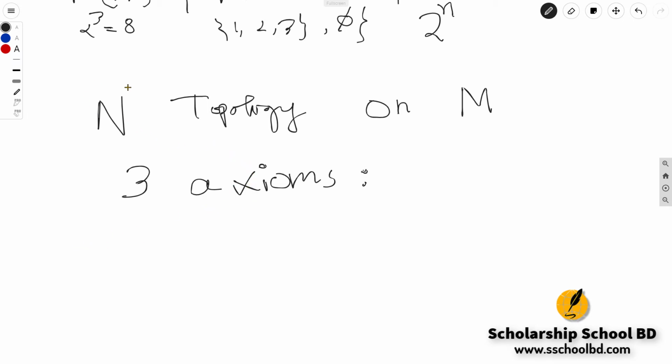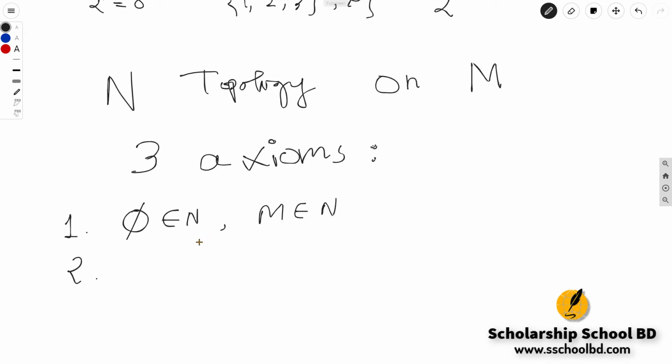in order to call N a topology on M. Number one, the empty set phi must belong to N. So this symbol means belongs to. So phi should be a member of N, and M must be a member of N as well. This is the first axiom.